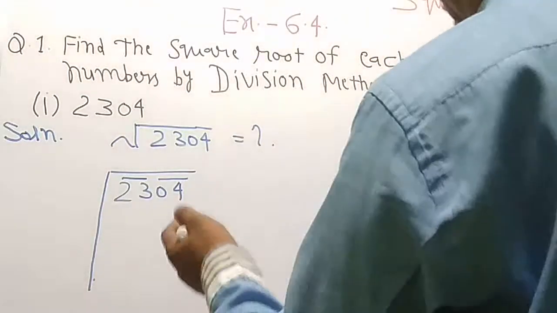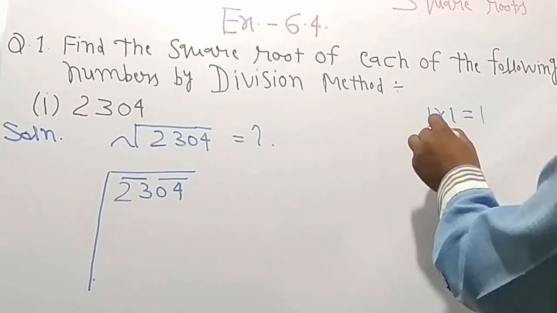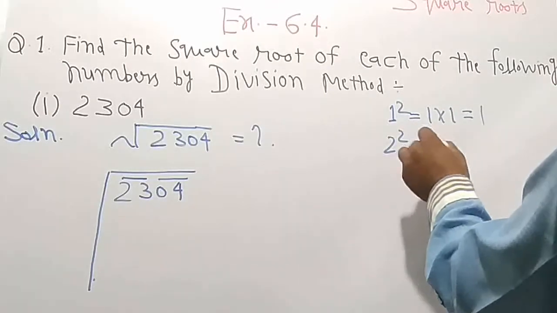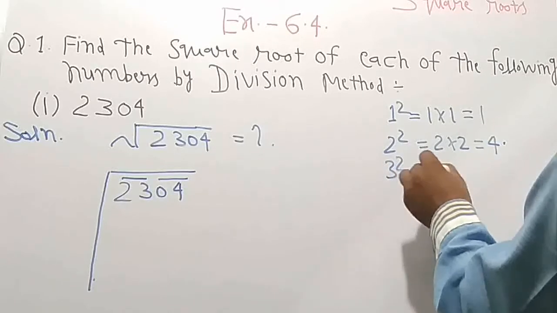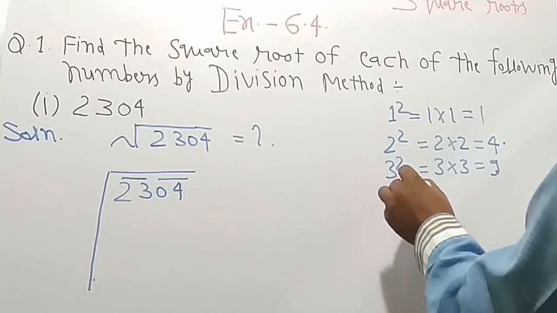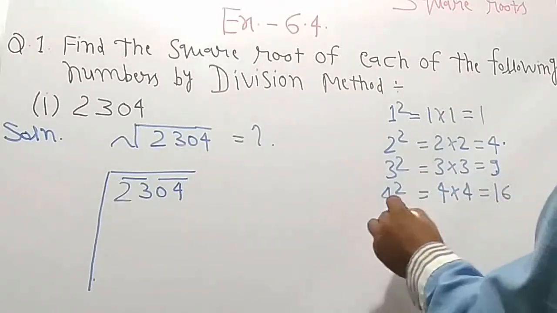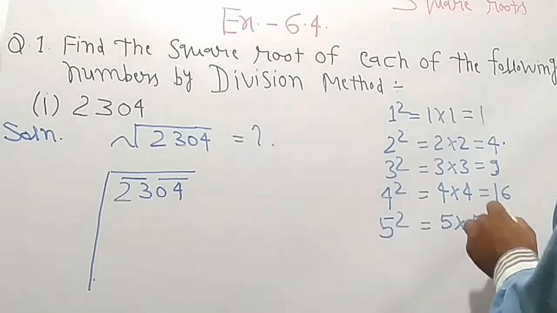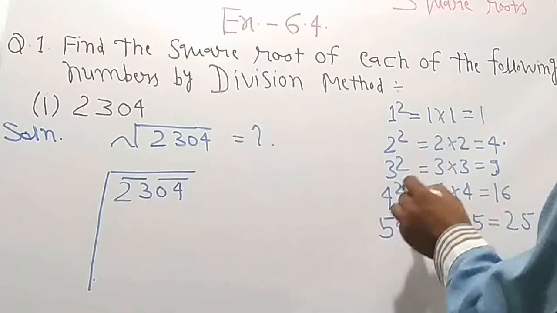Now we use the numbers: 1 into 1 gives 1, the square of 1. Then 2 square, 2 into 2 gives 4. 3 square, 3 into 3 gives 9. 4 square, 4 into 4 is 16. 5 square, 5 into 5 is 25. 25 is bigger than 23, so we are using 4 here.